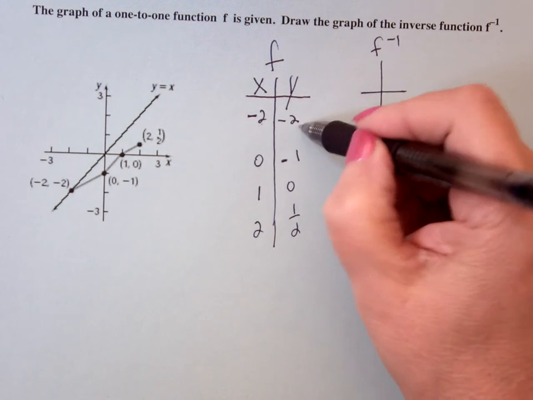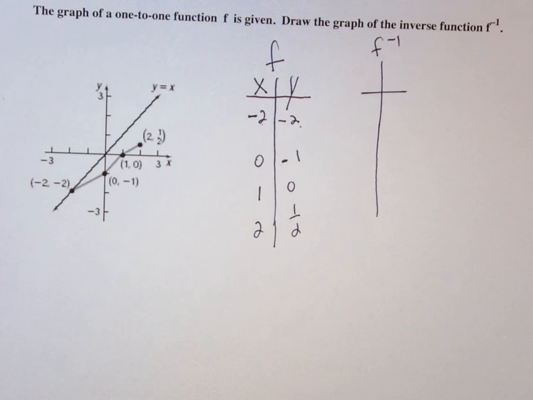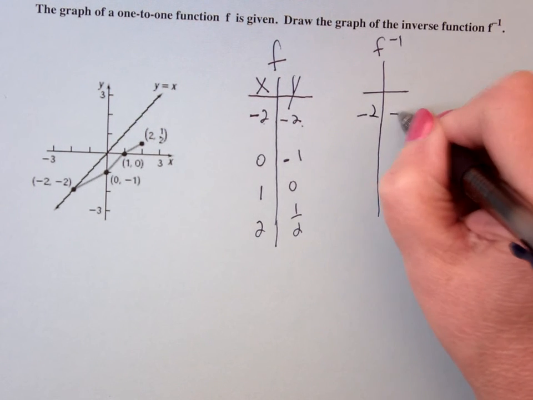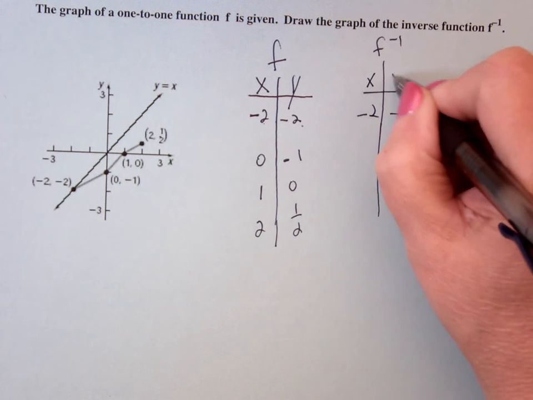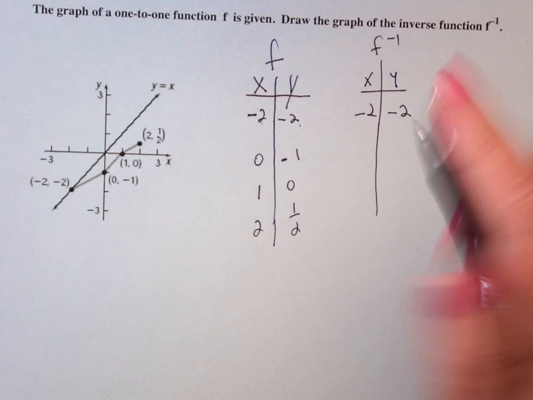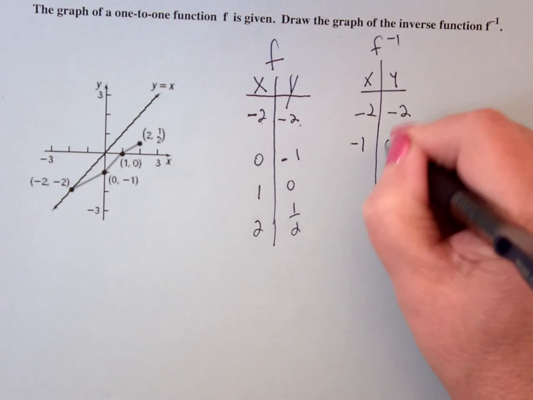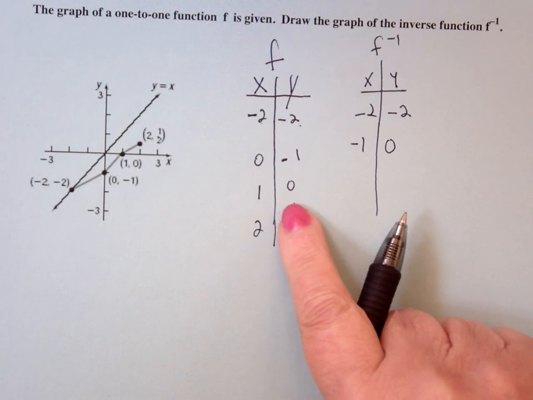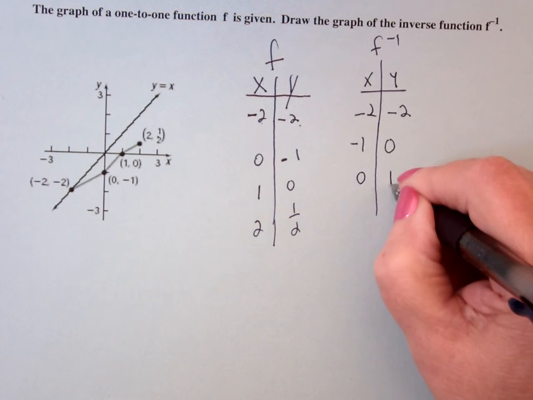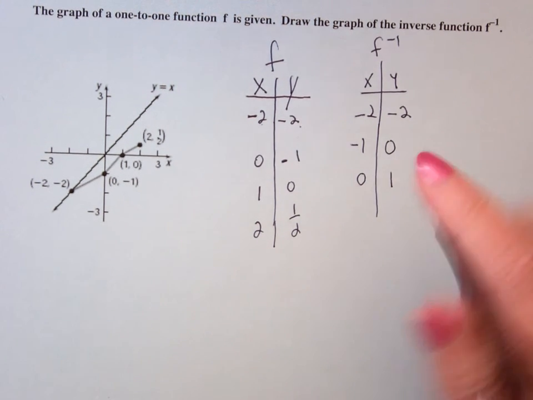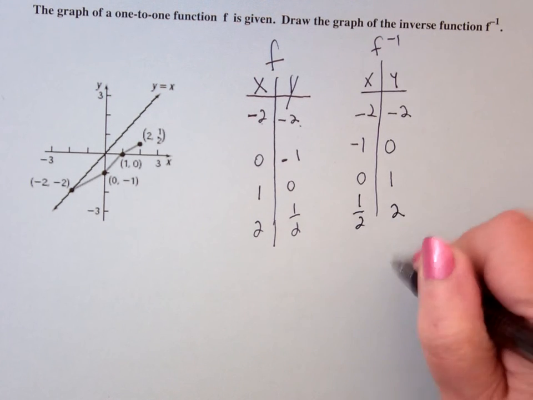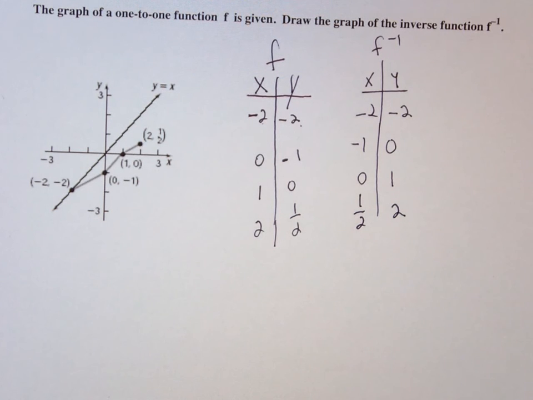So if negative 2 goes to negative 2, what does the inverse function do? Takes negative 2 back to negative 2. If 0 goes to negative 1, what does the inverse function do? Negative 1 goes back to 0. If 1 goes to 0, the inverse takes it to 0 goes back to 1. If 2 goes to 1/2, then the inverse does what? 1/2 to 2. Those are the coordinate points on the inverse.